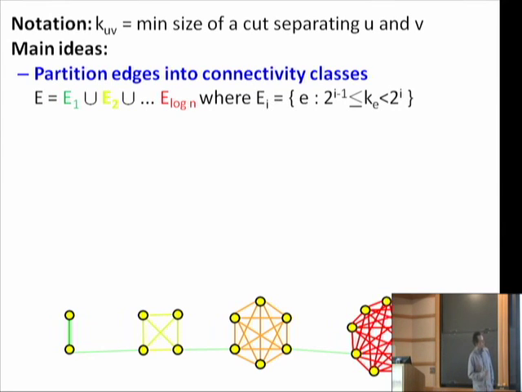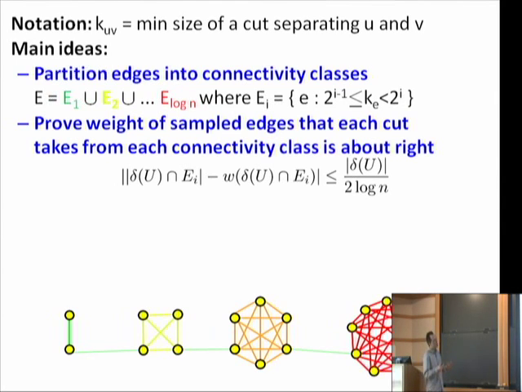So let me give an overview of the analysis idea. I'm going to let k_uv denote the edge connectivity of the edge uv, so the size of the min cut separating u and v. The idea is to partition the edges of the graph into connectivity classes. So we'll write the edge set E as E1 union E2, and so on, where every edge in Ei has edge connectivity value approximately 2 to the i. So for example, our graph might look like this. And here is E1 and E2, and so on.